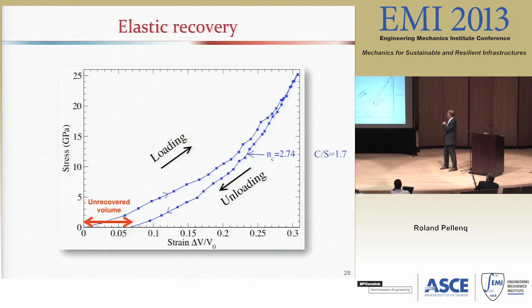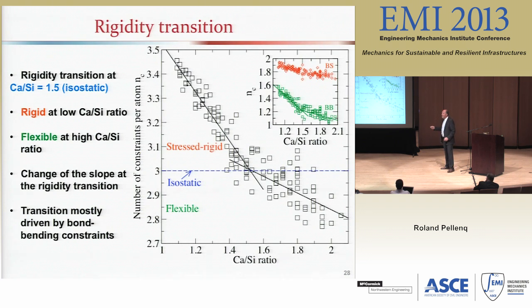Which means, by the way, not yet proven, that this should have some impact on aging, because this rigidity theory is applied to glasses and to predict the aging process of glasses. And isostatic glasses are known to be non-aging glasses. Nice, because now we may have found a composition around 1.5 C over S where we have non-aging cement.